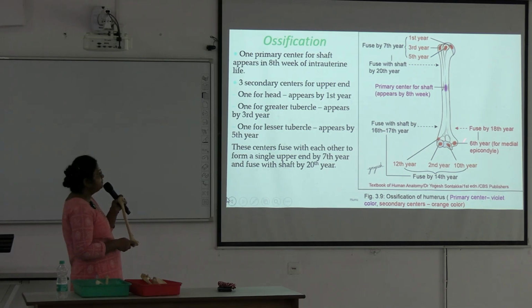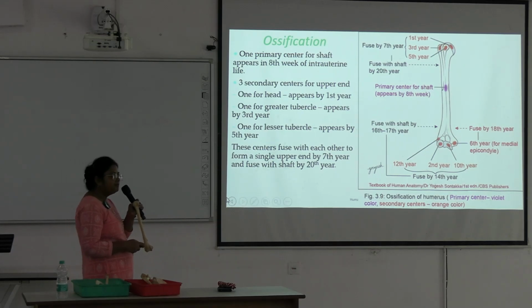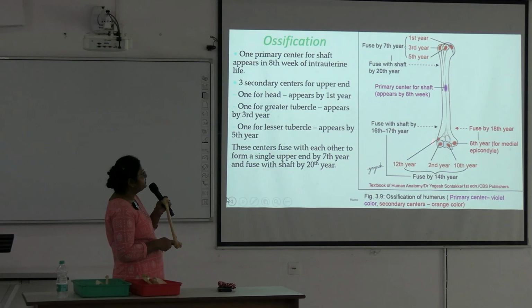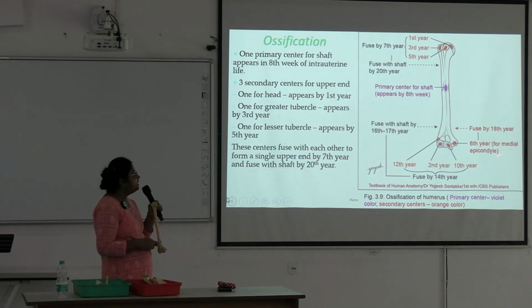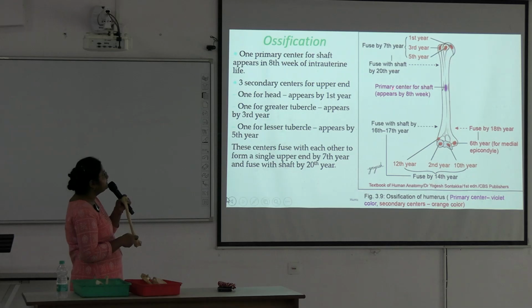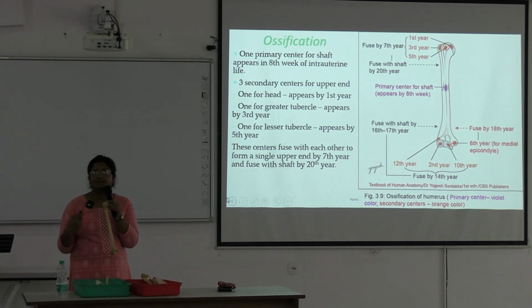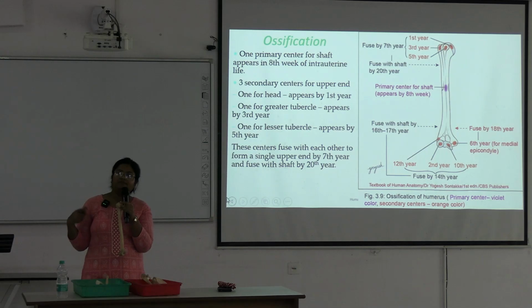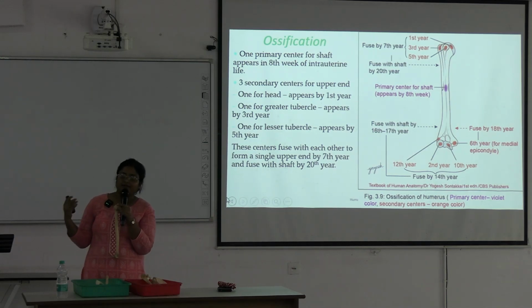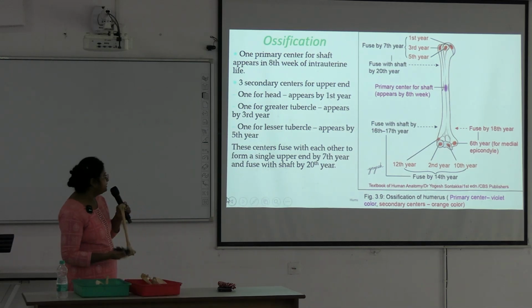And this medial epicondyle fuses separately with the shaft at the age of 18th year. Okay, so all the centers are fused at the lower end by 18 years. You can see here, and at the upper end it fuses at 28th year. So upper end is the growing end of the humerus. Growing end means it fuses later. Okay. Next.